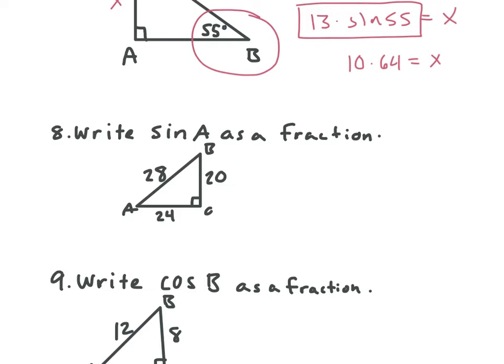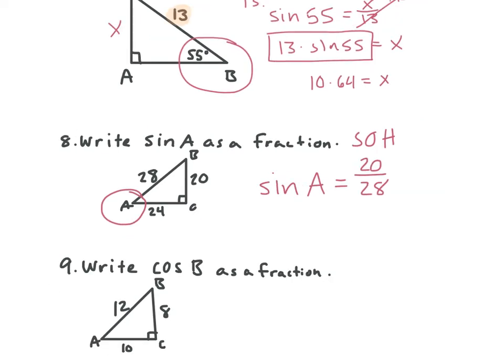Okay, number 8. Write sine of A as a fraction. So we're looking at angle A. We're just going to write sine of A. And what is sine? Opposite over hypotenuse. What's our opposite of angle A? And what's our hypotenuse? How do we simplify this fraction? 5 over 7. We divide by 4 on the top and the bottom, and we get 5 over 7. So our fraction would be 5 over 7.